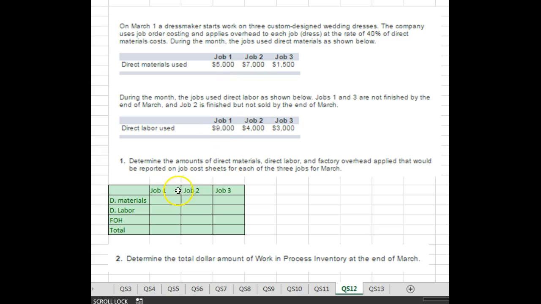And direct materials used for job 1 are 5,000. You hear my puppy throwing a fit in the back? And 1,500. Here you go. Direct labor was 9,000, 4,000, and 3,000. Now, what do we do with the factory overhead? It is 40% of direct labor costs. So this equals this times 0.40. So I have $2,000 there, and I'm just going to copy these across, guys.